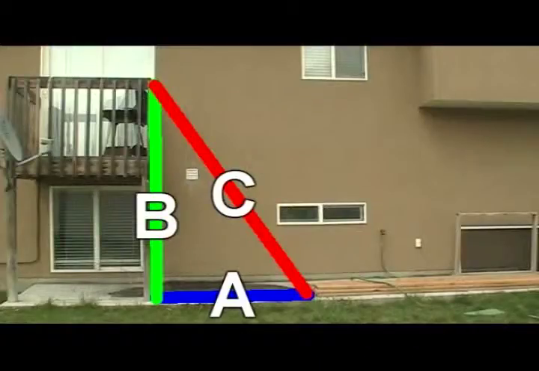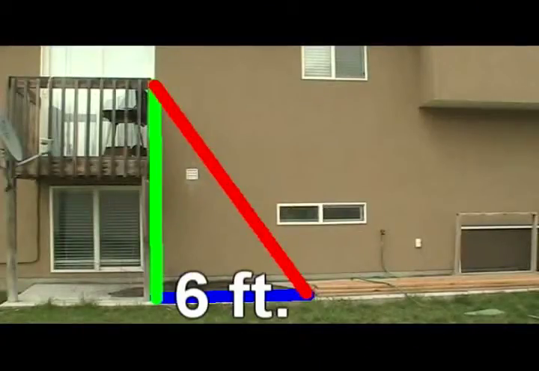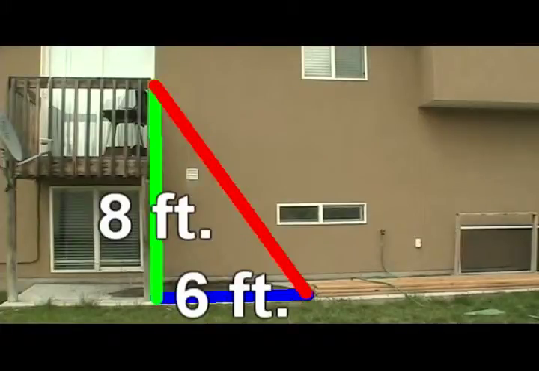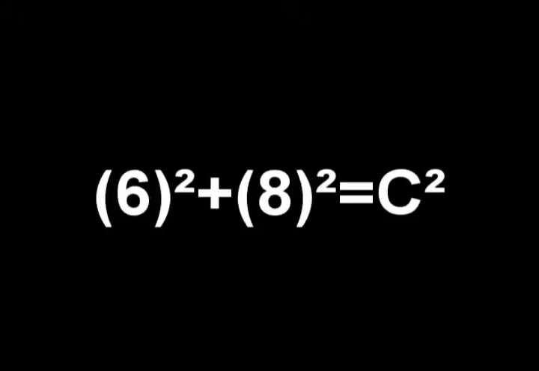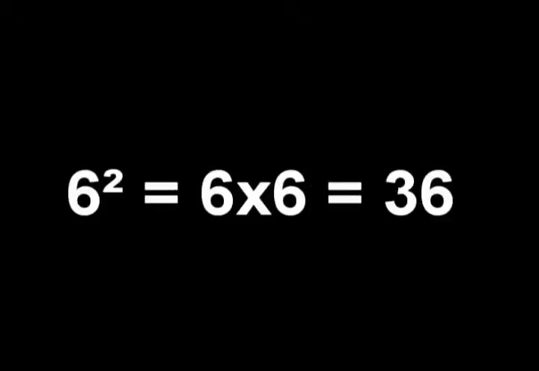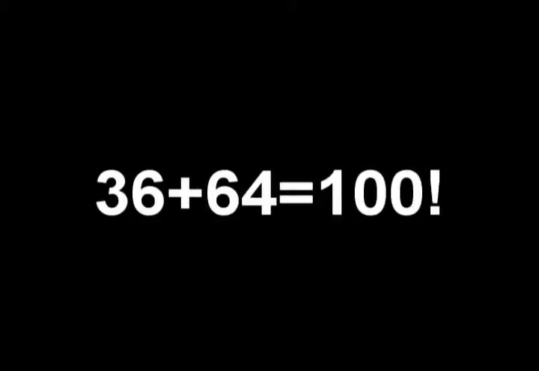Excellent. We're almost done. Now, we do know this, that you are 6 feet away from the deck, and the deck is 8 feet high. So all we have to do is plug in all the numbers into the equation. It's that simple. Now that we've plugged in all these numbers, what does squared mean? Squared means you times the number by itself. So, 6 squared is 6 times 6, which equals 36. And 8 times 8 equals 64. So add these numbers together and you get 100.